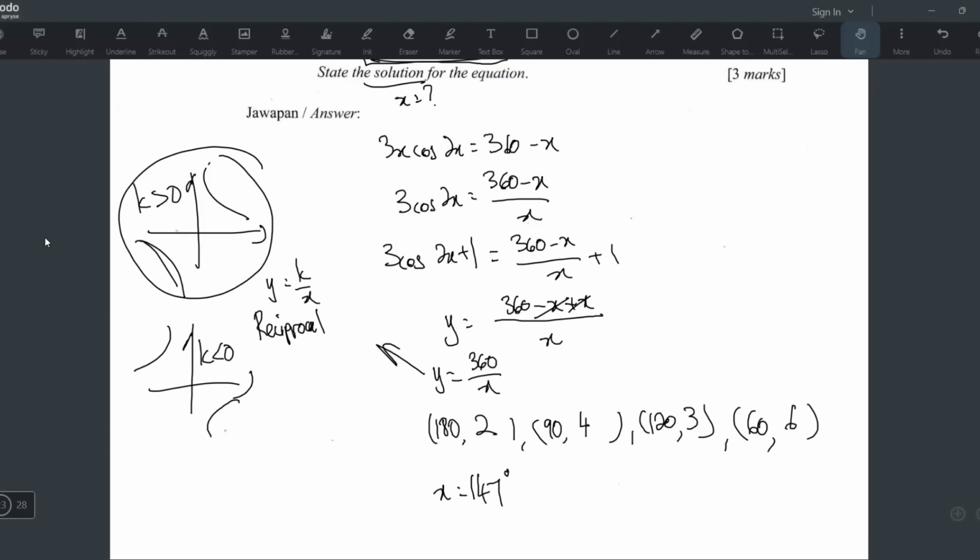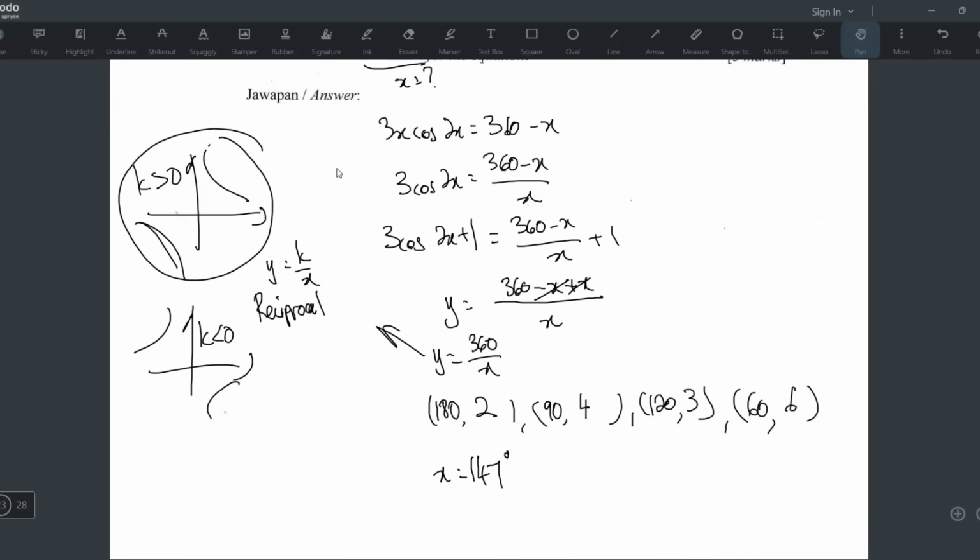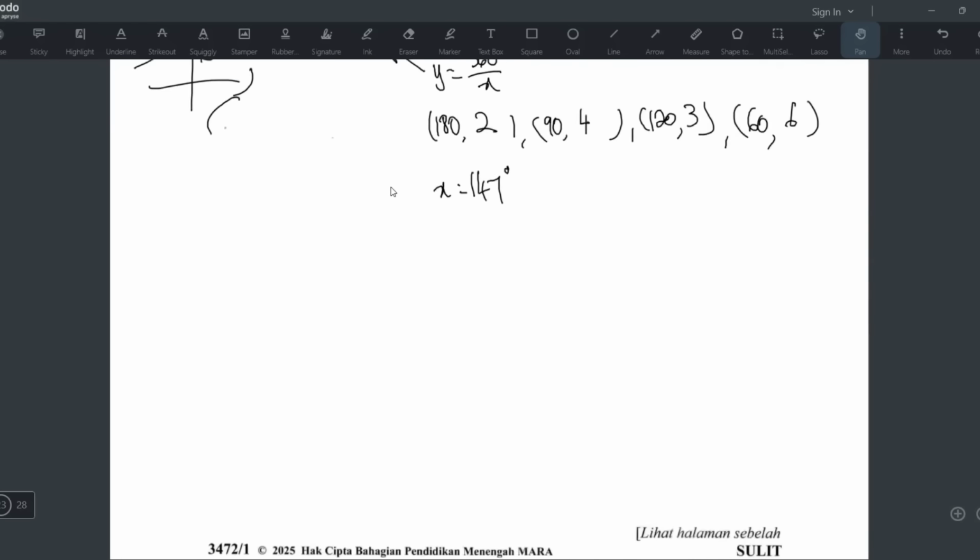It means you write down the x. Solve for x, the unknown lah. Solve for the unknown here, which is the x. Okay, that's all for the explanation. That's all. Let's continue.